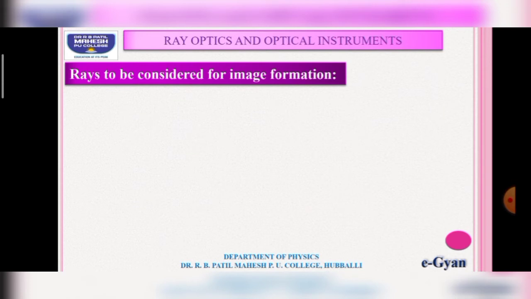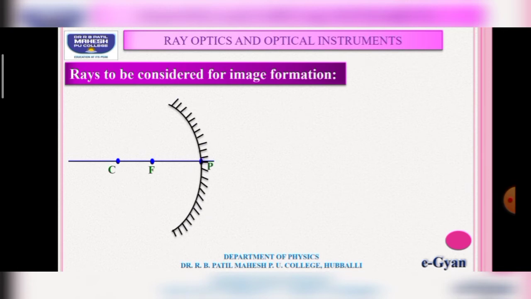Next, rays to be considered for image formation. We cannot take all the rays. For image formation we should consider at least a minimum of 2 rays, and let us see which rays we can consider. For this I am taking a concave mirror, and this is the principal axis. C is the center, P is the pole of the mirror, and F is the focus.